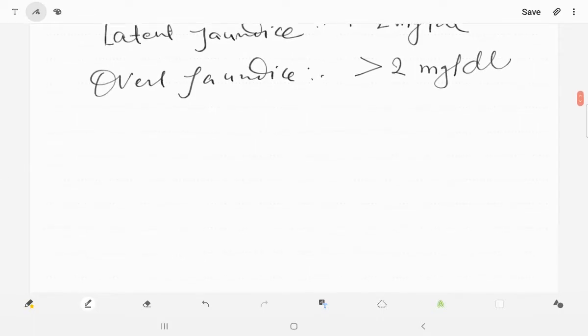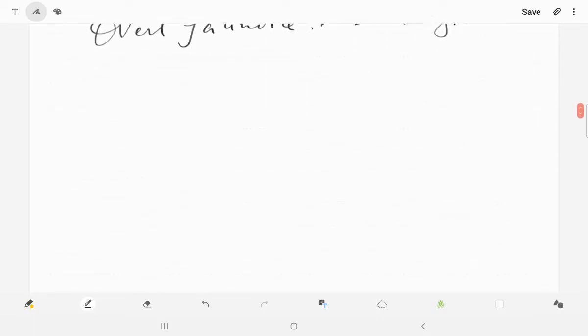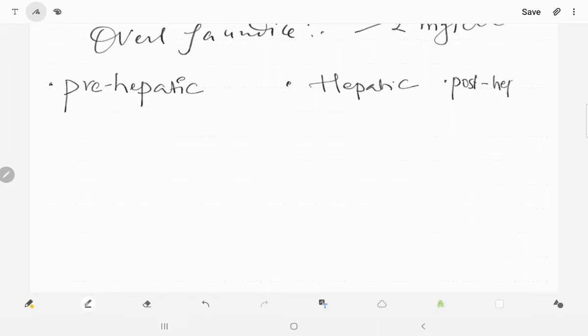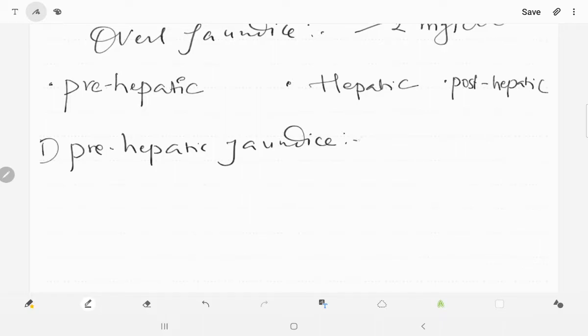Jaundice can be classified into prehepatic, hepatic, and posthepatic. Talking about prehepatic jaundice, it is when liver is not involved.